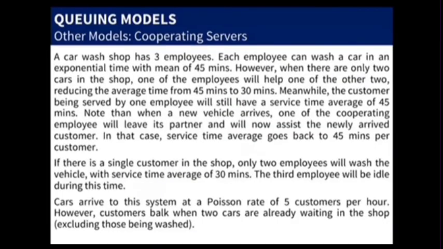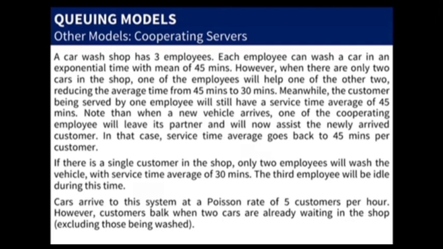Our first example tackles the cooperation among servers. A car wash shop has 3 employees. Each employee can wash a car in an exponential time with a mean of 45 minutes. However, when there are only 2 cars in the shop, one of the employees will help one of the other 2, reducing the average time from 45 minutes to 30 minutes. Meanwhile, the customer being served by one employee will still have a service time average of 45 minutes.